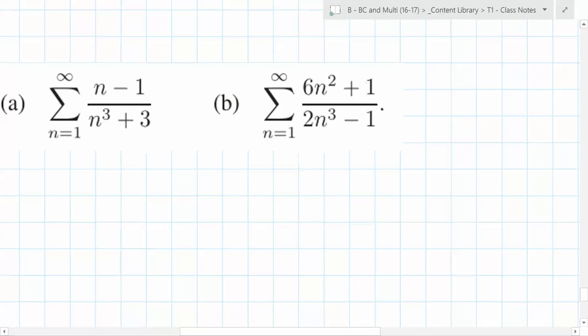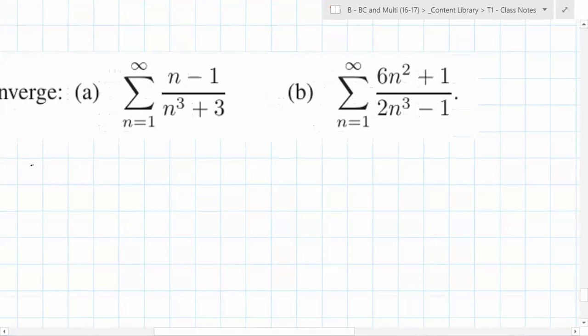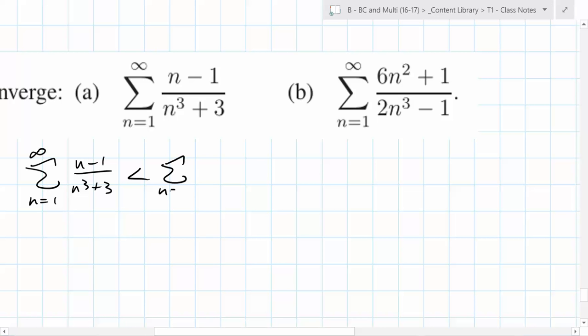So you could take multiple steps. Like this one right here, what could we do first? So we know that this right here is going to be less than what? What's one thing we could do to make it bigger? Delete the 3. So you could have n minus 1 over n cubed. And what could you do to make it even bigger? You make the denominator bigger and you end up with this.